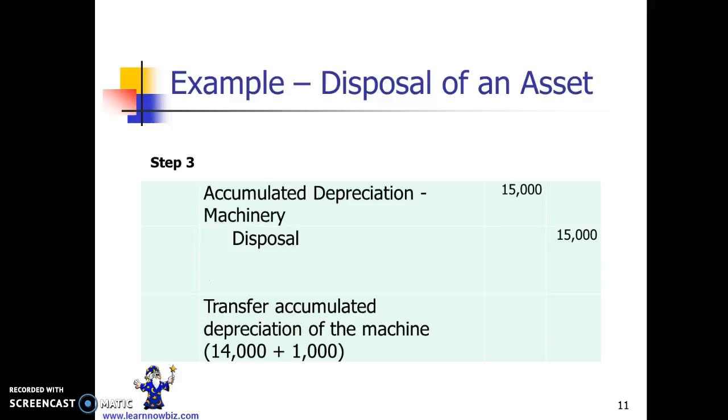What we do is that we debit accumulated depreciation of machinery, which is $15,000, because previously it was a credit of $15,000. So transfer over to disposal, we must debit it. The amount of depreciation to the end of December was $14,000. Remember, we calculated depreciation for the next 3 months when we did sell it, and that was $1,000. So the total depreciation was $15,000.